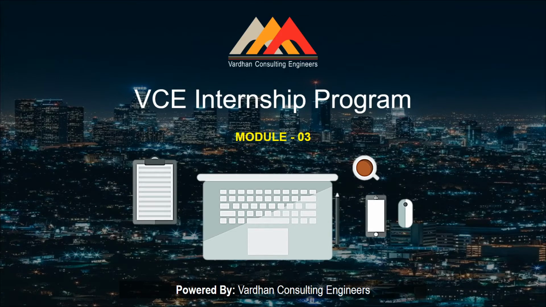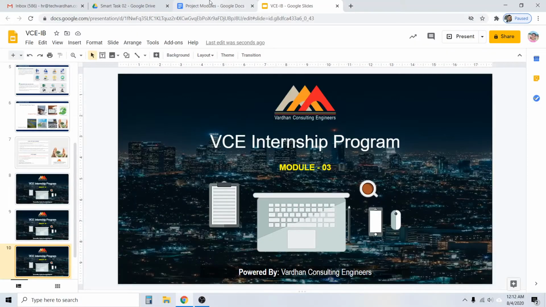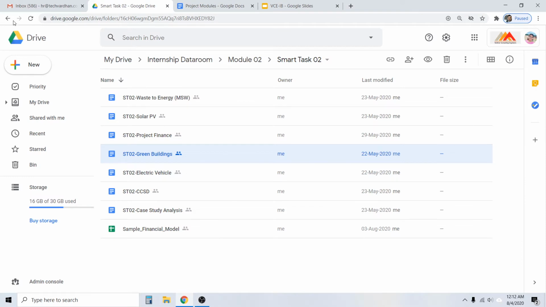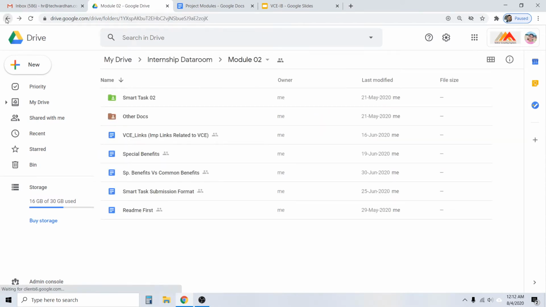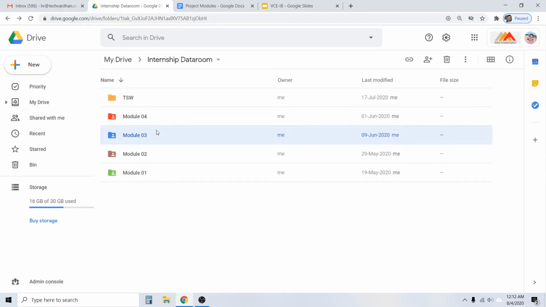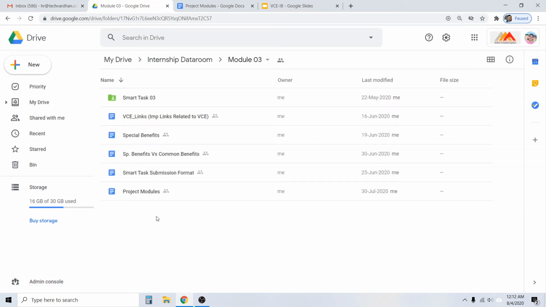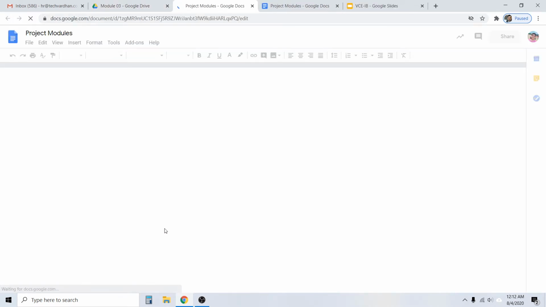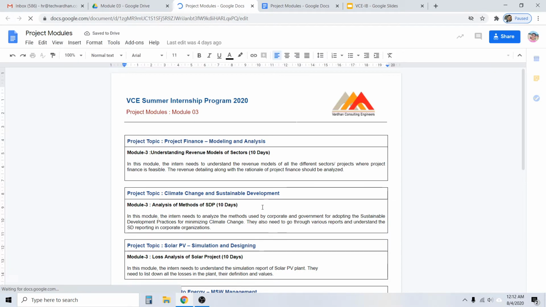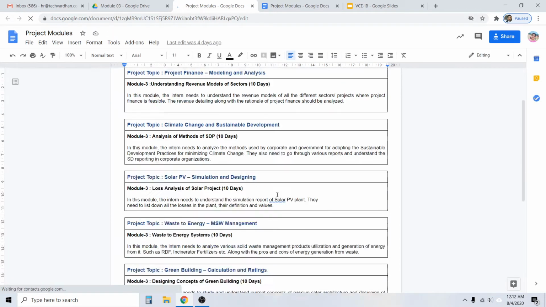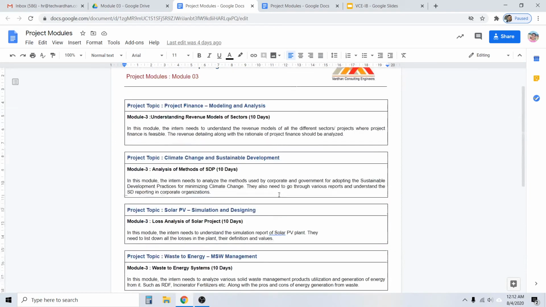But regarding the terms and conditions and all those instructions, it's pretty much same like module 1 and module 2. So there's no point of explaining it again. So let's see what you need to do in module 3. So let's go to open module 3. Alright, so this is the module 3, the project modules. Let's go one by one. What are the things needed to be done?